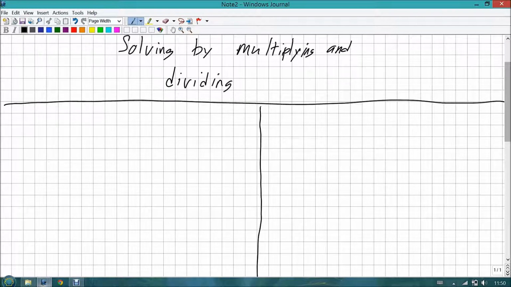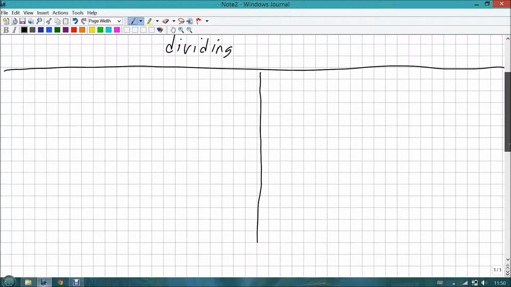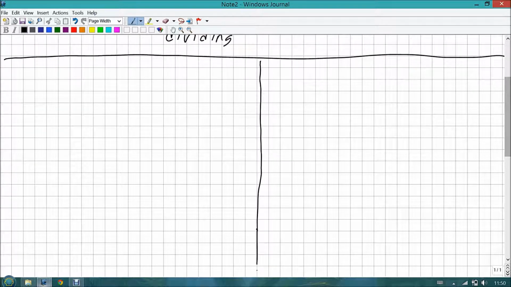So let's just jump straight into the examples, because on this one we already know what solving means. We don't have to go over any new definitions. We just have to figure out how to solve by multiplying. And the best way to do that is to look at a few examples. Let's look at a super simple example: negative 4 is equal to k over negative 5. And we are told to solve for k.